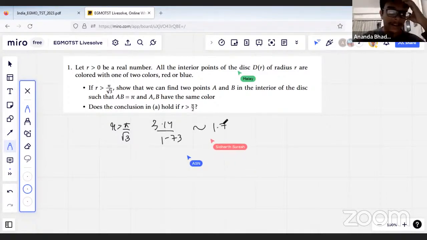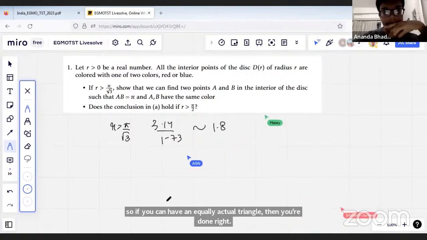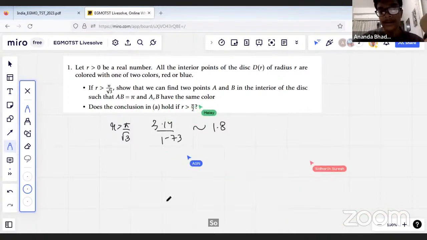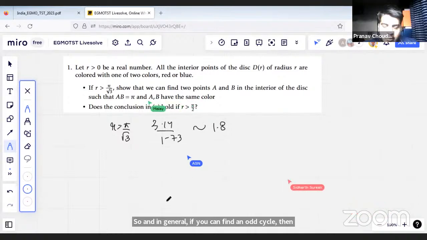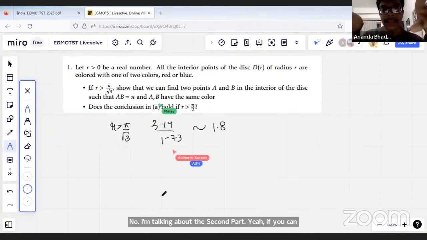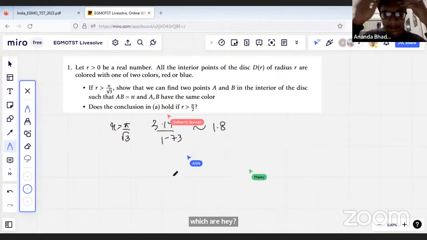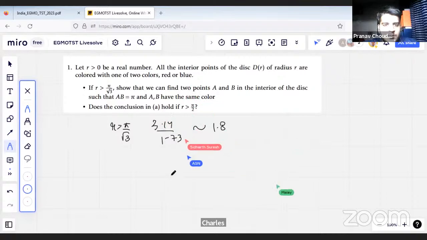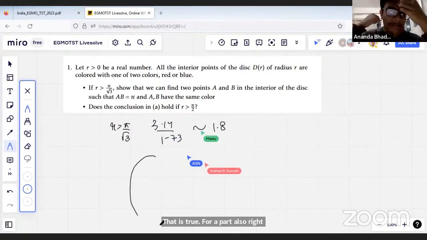Yeah, so if you can have an equilateral triangle, then you're done, right? And in general, if you can find an odd cycle, then you're done. Well, with length pi, right? No, I'm talking about the second part. If you can find an odd cycle of points inside the circle, all of which are distance pi apart, then you're done. That is true for part A also, right? Yeah, I'm talking in general, just in case it helps for part B.